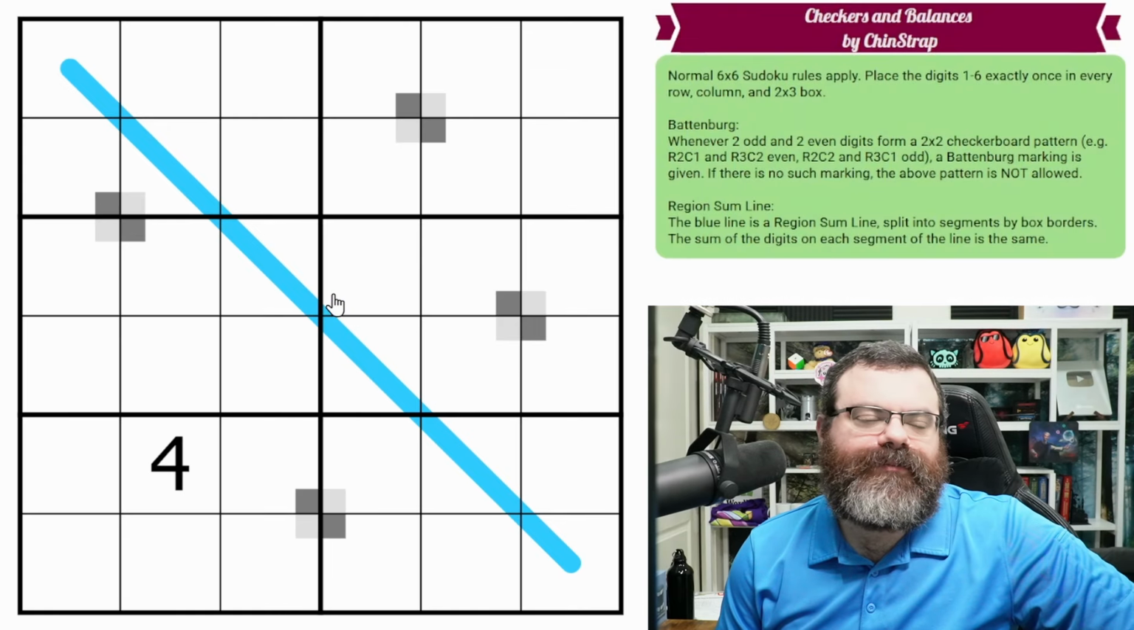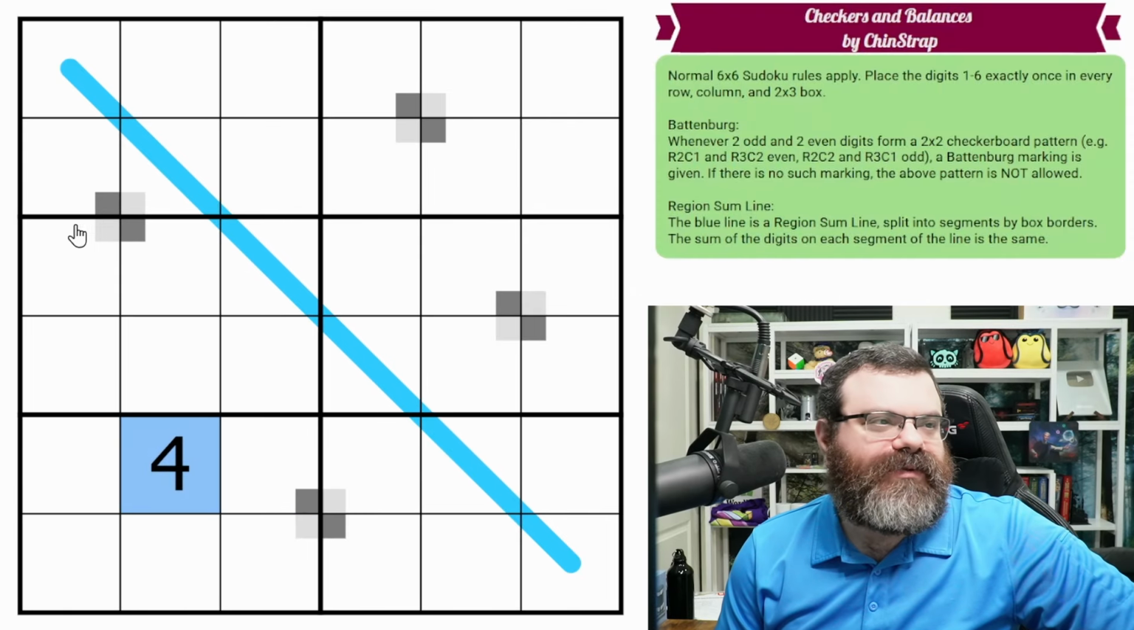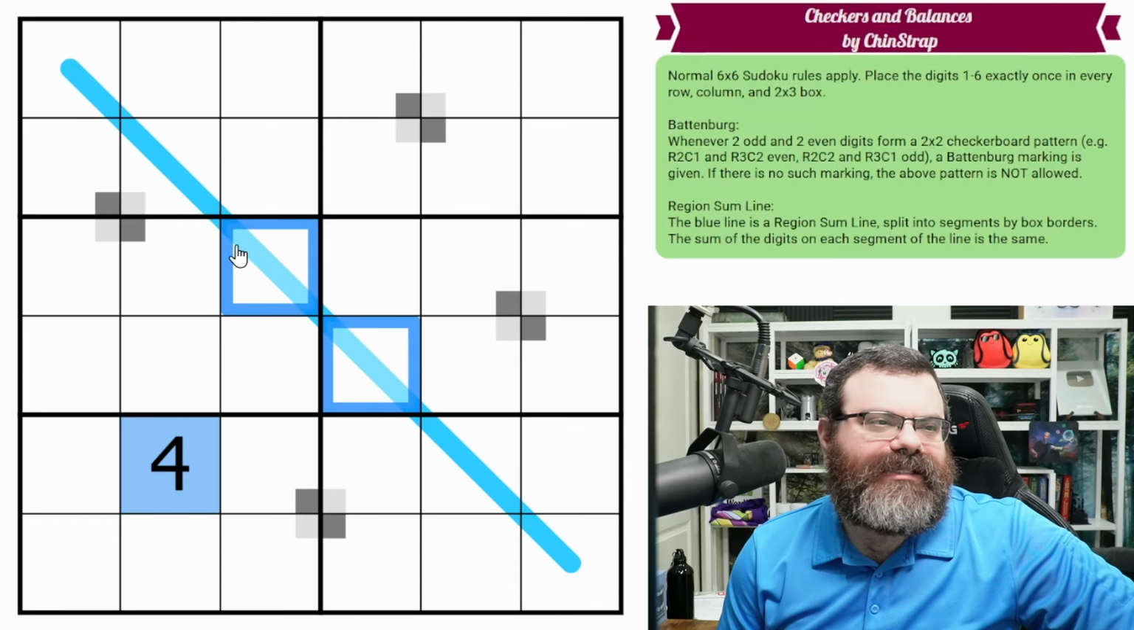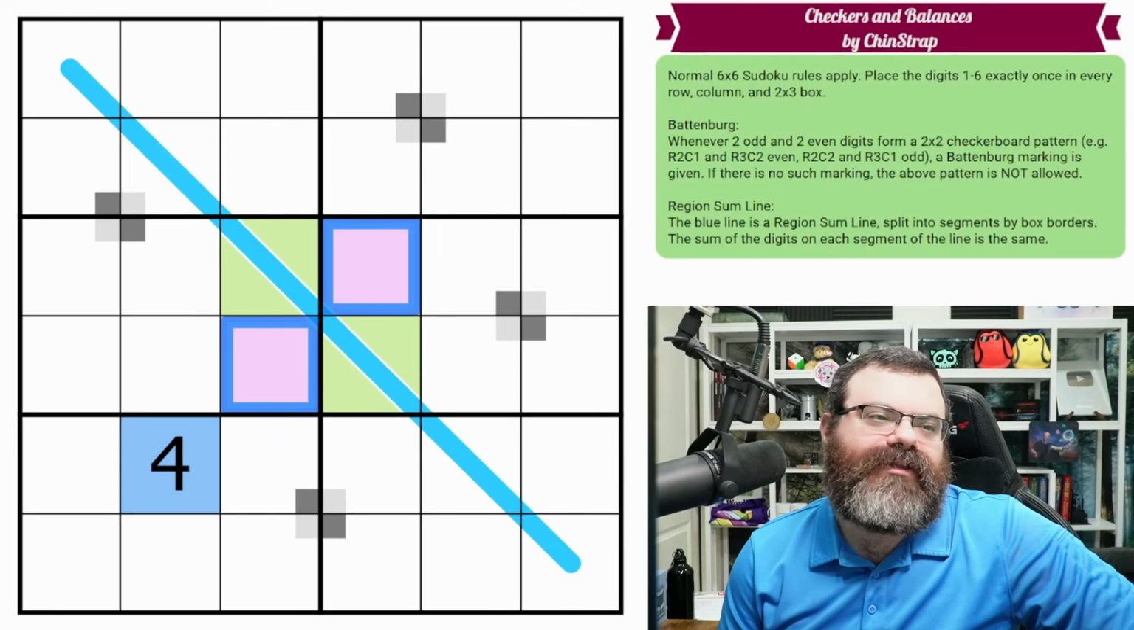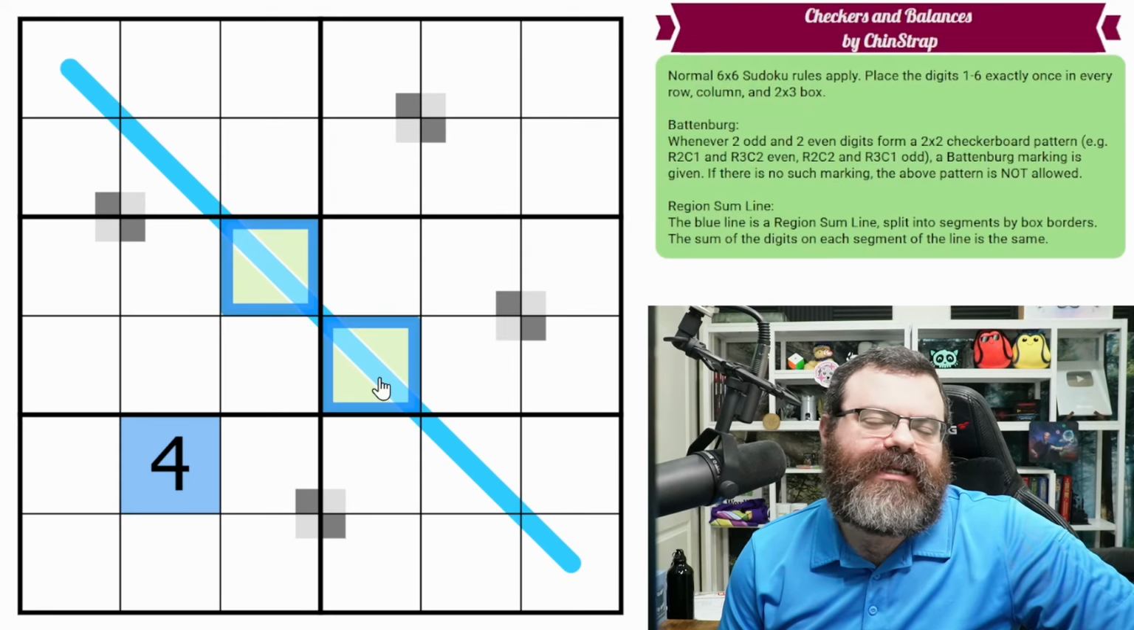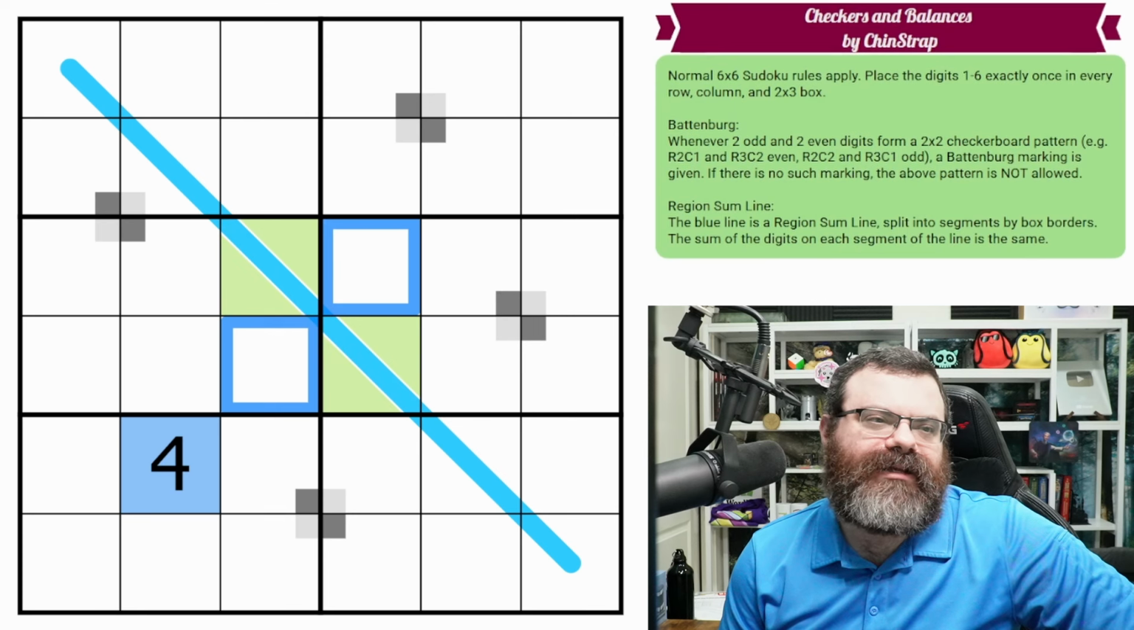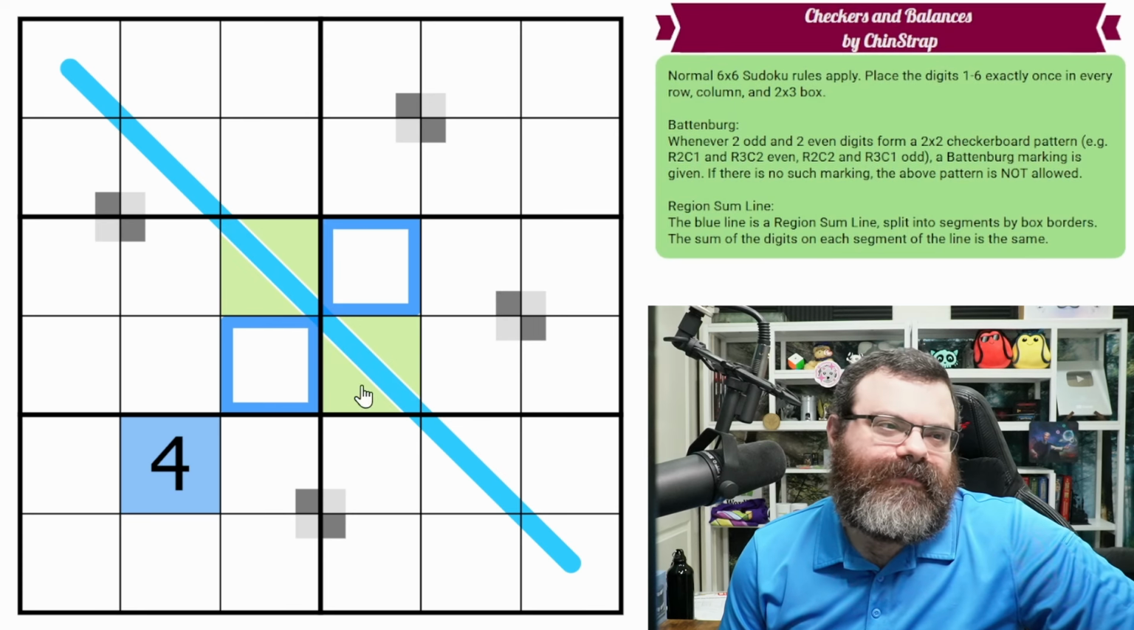right now. Well, 4 is even. I use blue for even, so almost done with the puzzle already. Whatever this digit is, it's trying to Battenberg, right? I'm going to call that green. We don't know if it's even or odd, but we're going to call purple the non-green, right? So if green is even, then purple is odd. If green is odd, then purple is even.